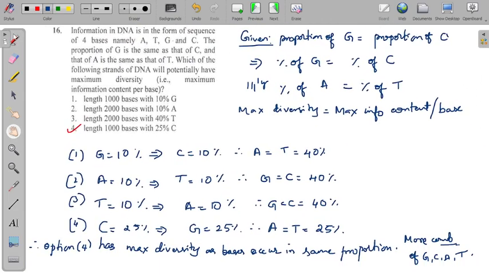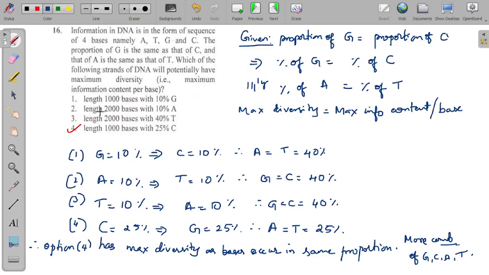Information in DNA is in the form of a sequence of 4 bases, namely A, T, G, C. The proportion of G is the same as that of C, percentage of G equal to percentage of C, and that of A is the same as T, adenine equal to thymine, percentage of A equal to percentage of T. Which of the following strands of DNA will potentially have maximum diversity? Maximum diversity is nothing but maximum information content per base.